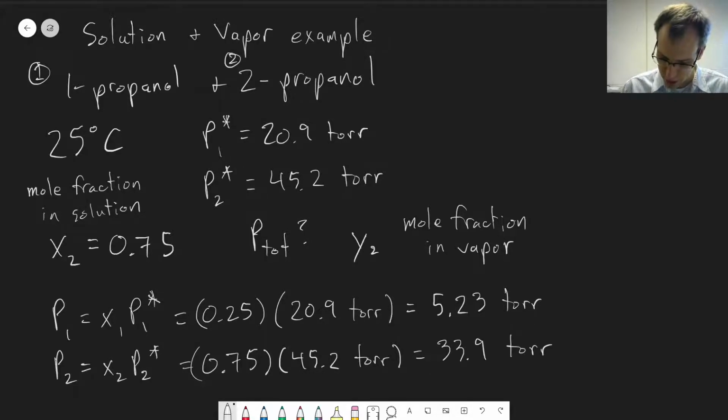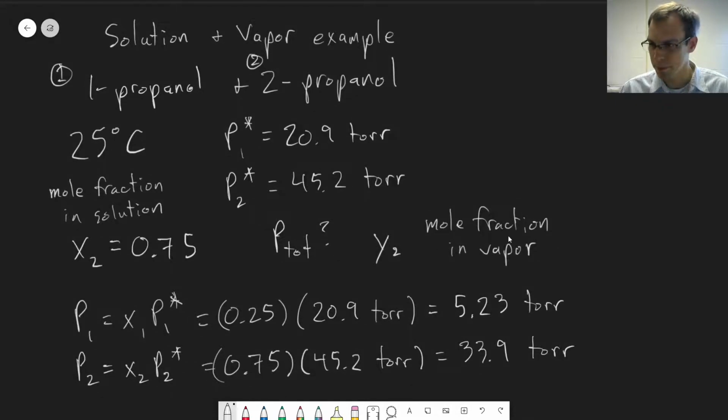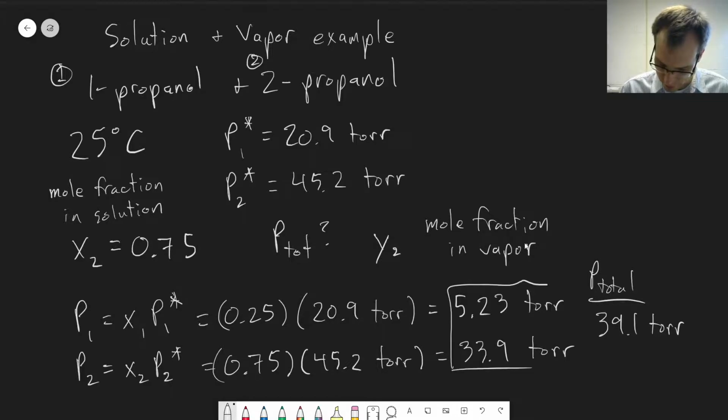So if we add those together, we'll get P total. And that will give us 39.1 torr. That is just adding these two values together. So that's pretty straightforward.